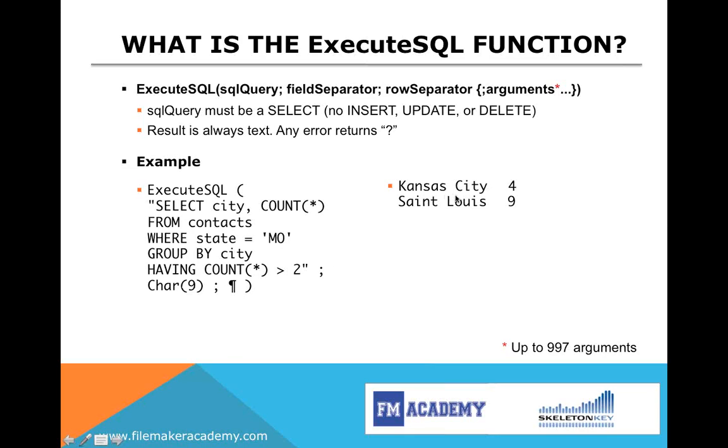So the result of this with my sample data are Kansas City with 4 contacts and St. Louis with 9 contacts. So you can see that just a little bit of SQL here gives us a kind of sub-summary sort of report in a way that can be very convenient. So there's lots of things that you can do with this. I'm going to show several examples as we get into this just a little further.